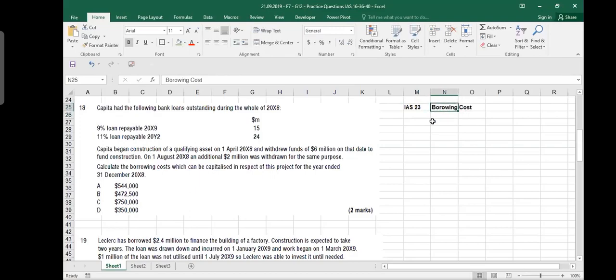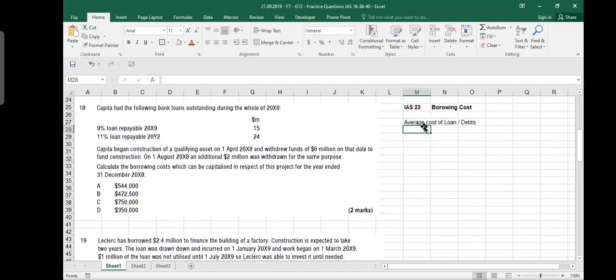Borrowing cost. Okay, so what you need to do, you need to find out how much is the borrowing cost which you will capitalize. Now, first thing is we need to find out our cost of capital. So let's call it average cost of debt, loans or debt, how much you have.